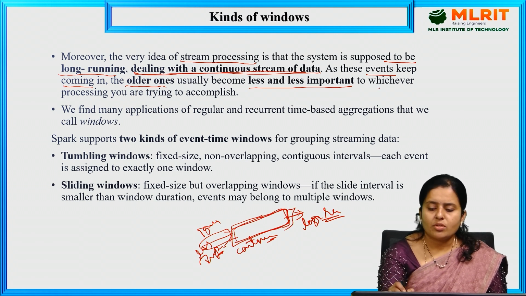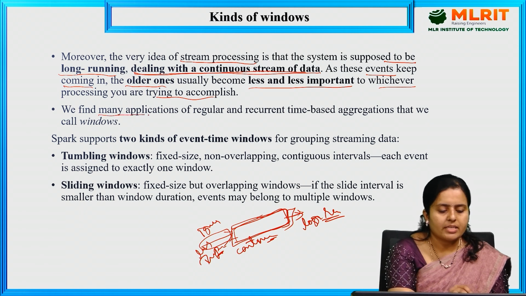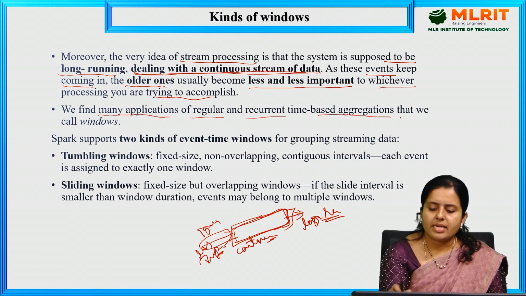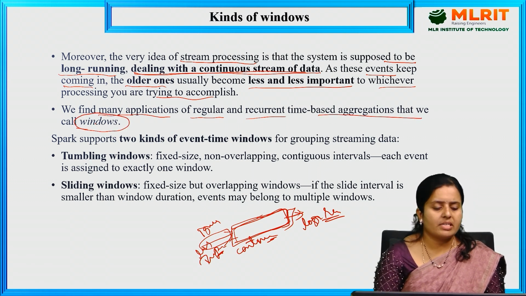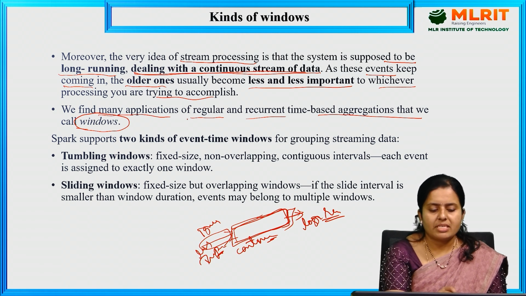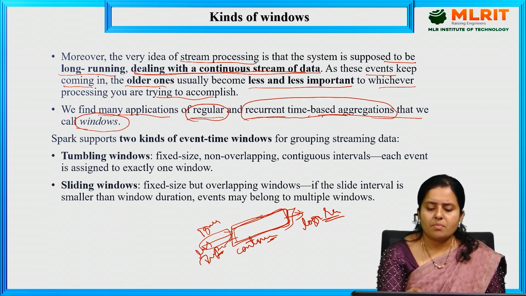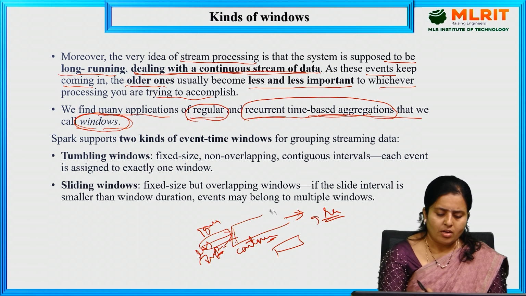Whichever processing you are trying to accomplish, we find many applications of general, regular and recurrent time-based aggregations that we call windows. Each application generates a number of events, and those regular and recurring time-based aggregations, recurring meaning continuously generated based on some time, we can call windows.